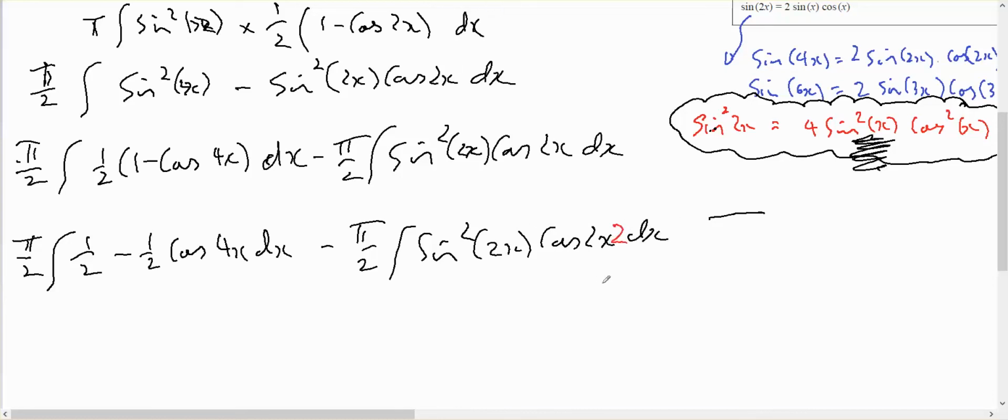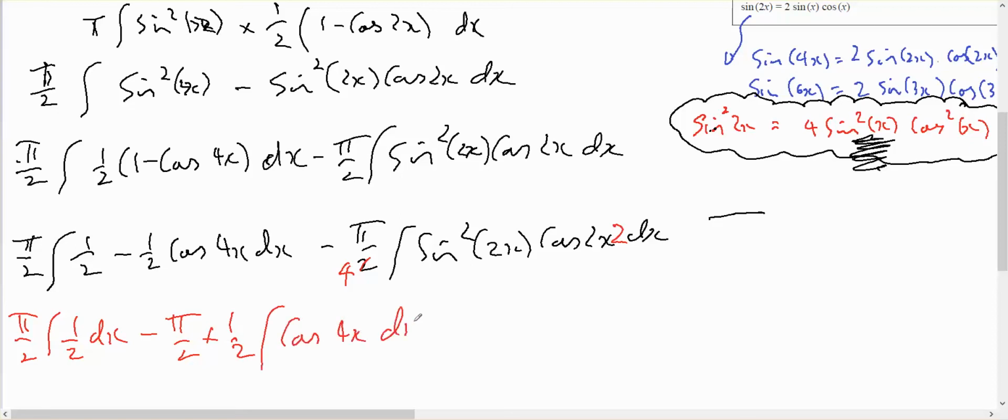I need a 2 because the derivative of the inside is 2, so that will become 4. I'm going to write this as pi on 2 integral of a half dx minus pi on 2 times a half integral of cos of 4x dx. I need a 4 there, so it's going to be a 4 down there, minus pi on 4 integral of sine squared 2x cos 2x dx.